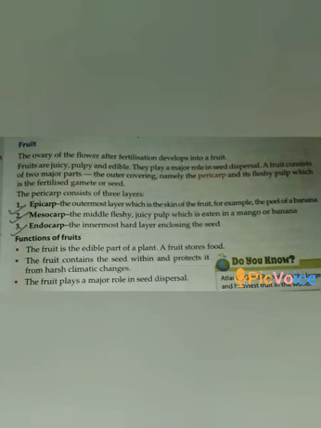Then fruit. The ovary of the flower after fertilization develops into a fruit. Fruits are juicy, fleshy and edible. They play a major role in seed dispersal. A fruit consists of two major parts: the outer covering, namely pericarp, and its fleshy pulp, which contains the fertilized gamete or seed. The pericarp consists of three layers, that are epicarp, mesocarp and endocarp.